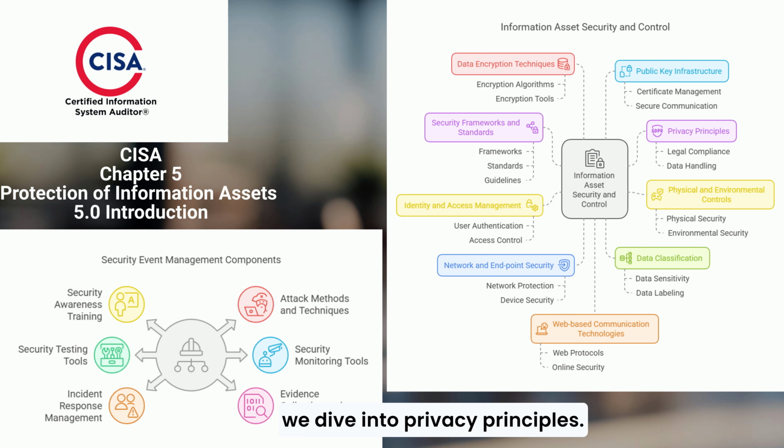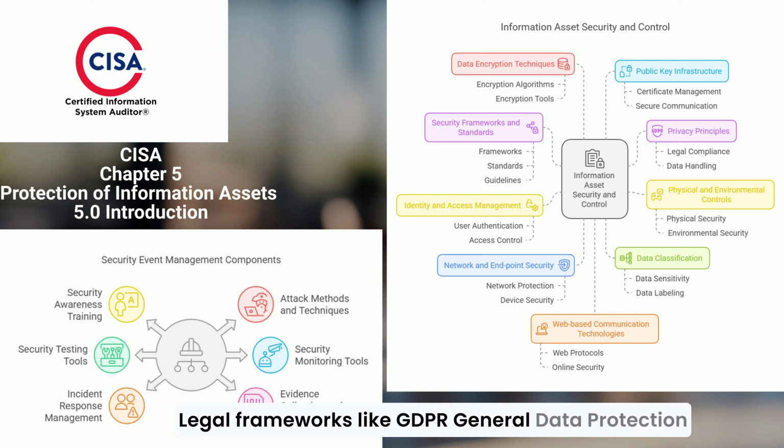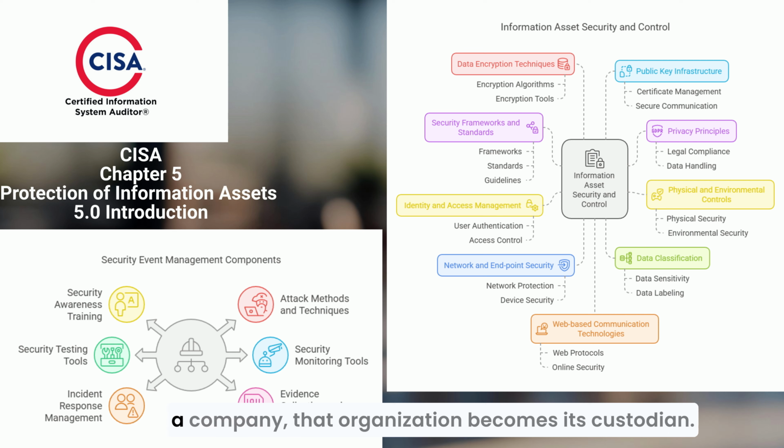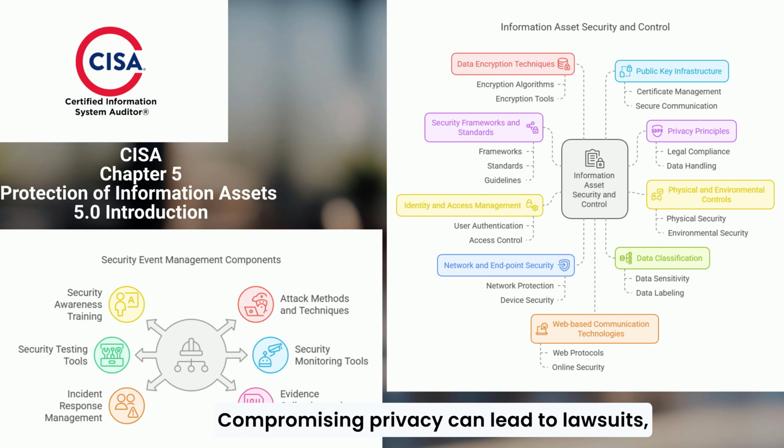Privacy principles, protecting personal data. Next, we dive into privacy principles. Today, privacy isn't just ethical, it's regulated. Legal frameworks like GDPR, General Data Protection Regulation, or CCPA, California Consumer Privacy Act, demand organizations respect and safeguard personal data. If someone entrusts their personal information to a company, that organization becomes its custodian. This means ensuring the data isn't misused, lost, or accessed without authorization. The stakes are high here. Compromising privacy can lead to lawsuits, reputational disasters, and eroded customer trust. As auditors, evaluating the implementation of privacy principles ensures compliance and protects the organization from costly oversights.